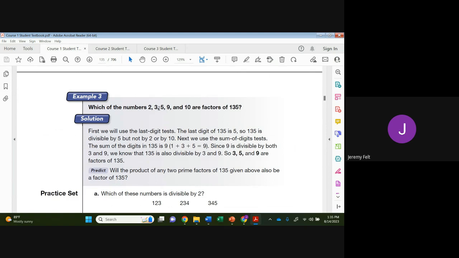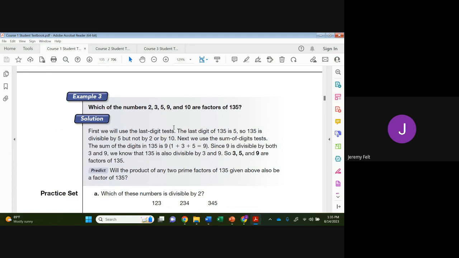3, let's test 3. Well, 1 plus 3 is 4, plus 5 is 9. 3 does go into 9, so 3 goes into this entire number. Same thing with 9. 1 plus 3 is 4, plus 5 is 9. 9 goes into 9, so it goes into that entire number.